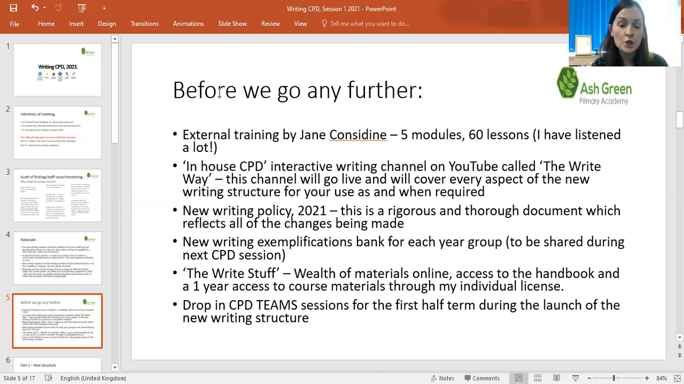The Right Stuff. So this is training that I took part in. There's a wealth of materials that I will be downloading and putting onto staff share. There's access to a handbook, and we've got 1 year access through an individual license to the course materials. So if anybody did want to dip into that at any point, I am more than happy to pass on my details so you can access that. But as I say, most of the stuff that we've cherry picked will be on our internal house CPD platform on the YouTube channel.